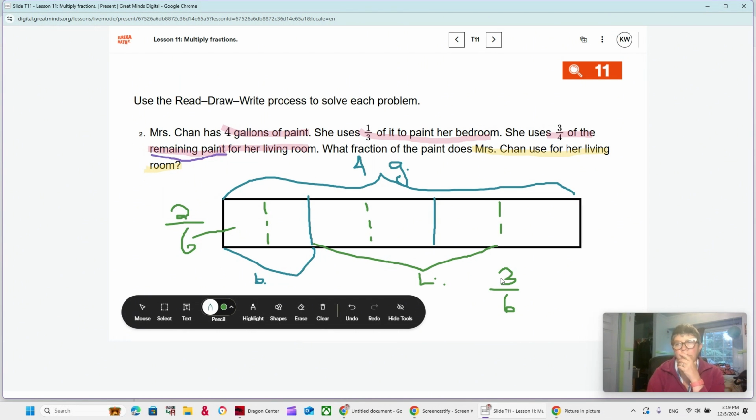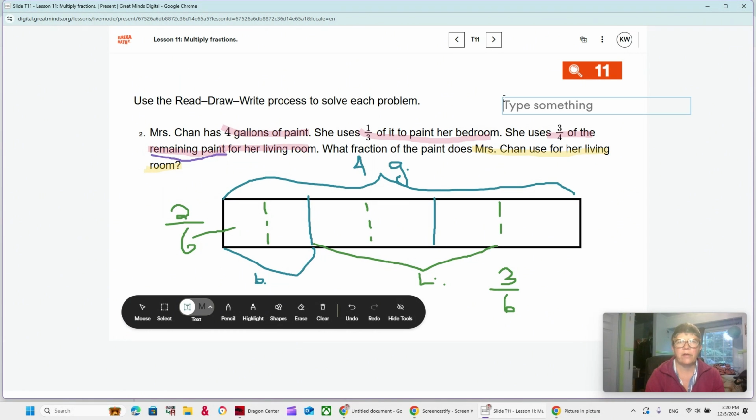Okay? So think about what equation you're going to use to find out what fraction of the paint she used for her living room. I think we could say she uses 3/6 of the paint to paint her living room. They're not asking about the 4 gallons. They're just asking what fraction of the paint. So I think we can go ahead and write our sentence right there.